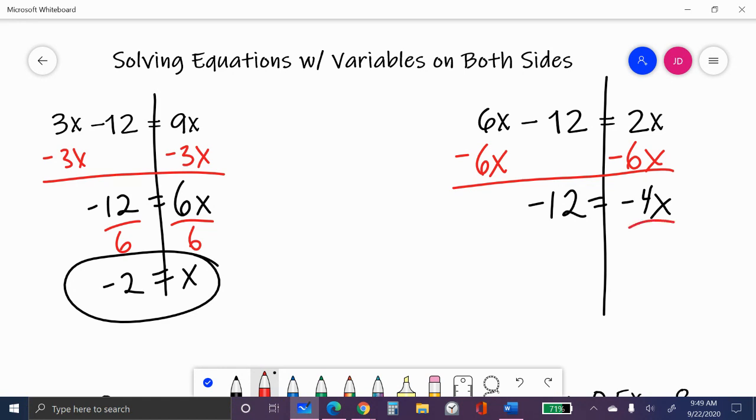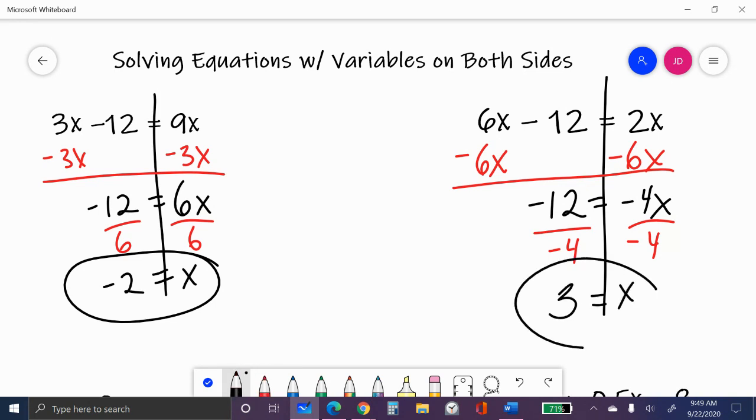Divide both sides by negative 4. And negative 12 divided by negative 4 is positive 3. So that is my answer, 3.